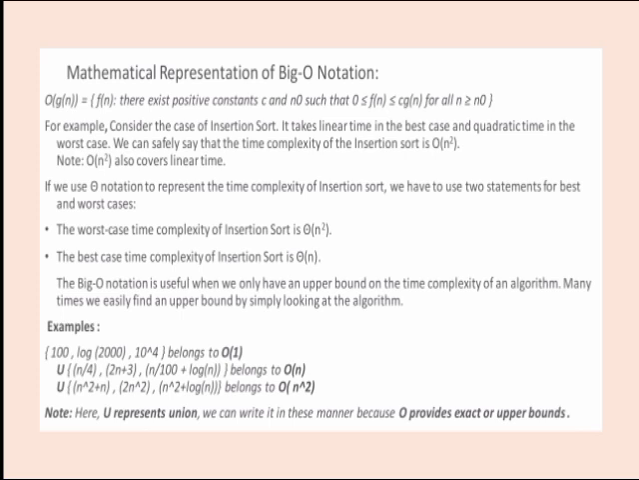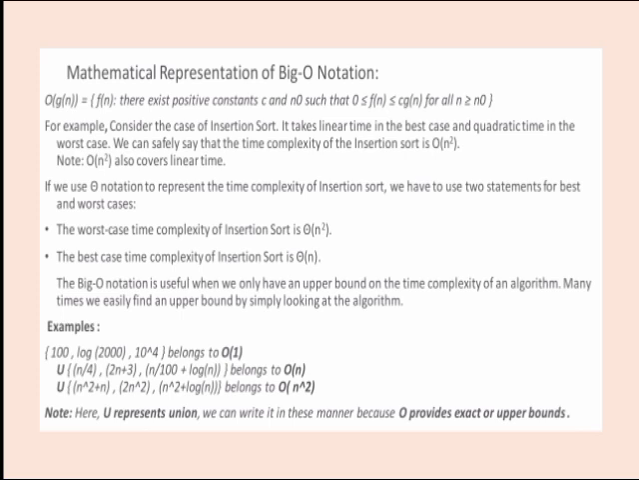For example, we can consider the case of insertion sort. It takes linear time in the best case and quadratic time in the worst case. We can safely say that the time complexity of insertion sort is big O of n squared, where big O of n squared also covers linear time. If we use theta notation to represent the time complexity of insertion sort, we have to use two statements for the best and worst case. The worst case time complexity of insertion sort is theta of n squared. The best case time complexity of insertion sort is theta of n.